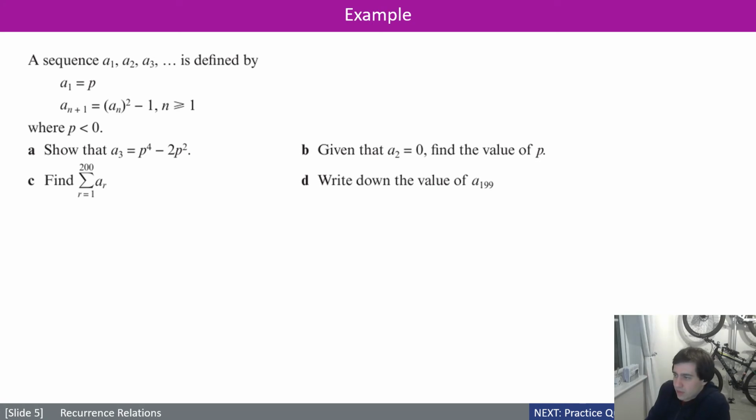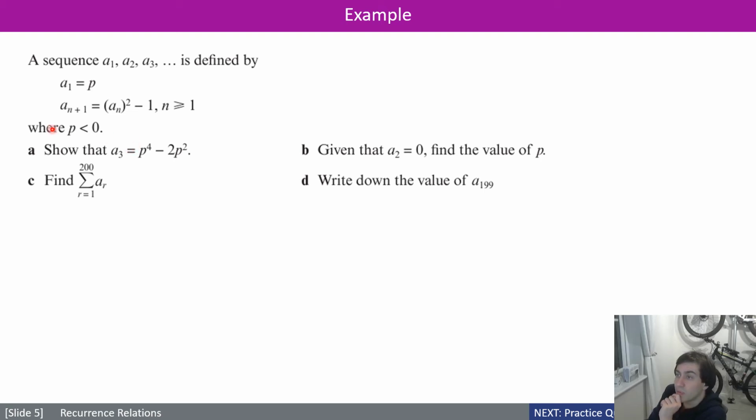Okay, and then let's look at our final example before I give you some to try out. So we've got a sequence, A1, A2, A3. Here, instead of using the default letter U, they're just using A instead for no particular reason, but that's fine. It's defined as follows. The initial A1 is P, where P is just some constant, some number. And A(n+1) is equal to A(n) squared minus 1, and that's true for n greater than or equal to 1.